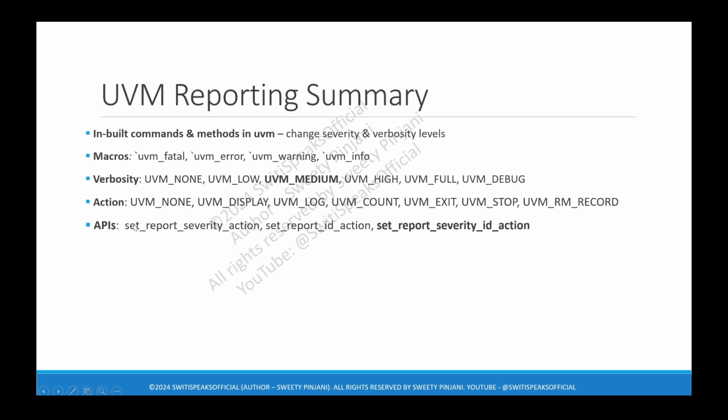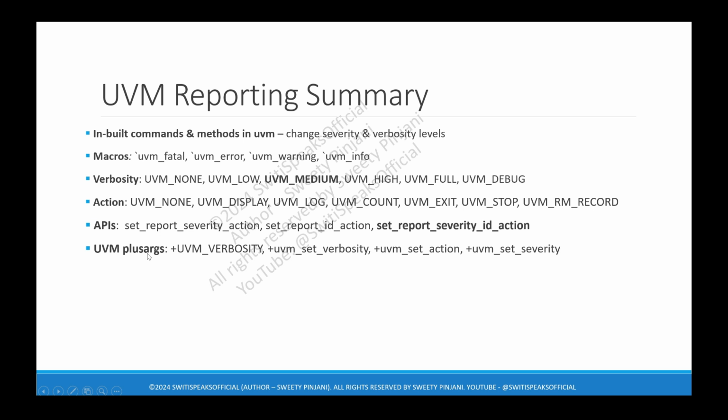And similarly, these were for changing the severity and verbosity for an individual component. If you want to change the verbosity and severity for the components which are below the hierarchy, then the macros are the same, you just have to add underscore higher. The arguments also remain the same. For example, if you give set report severity action higher, it will change the severity and action for all the hierarchies which are below, and it will take the arguments severity and action.